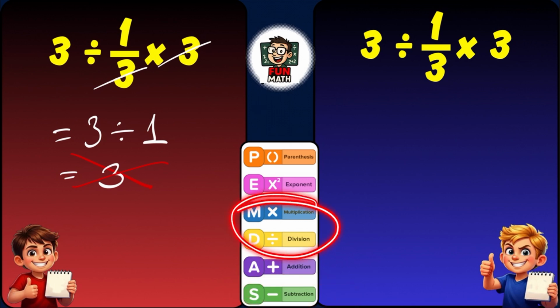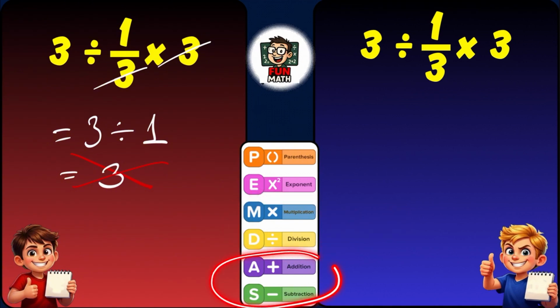We have one more feature here. There's no order between multiplication and division; operations are performed from left to right. Similarly, there's no order between addition and subtraction; operations are performed from left to right.